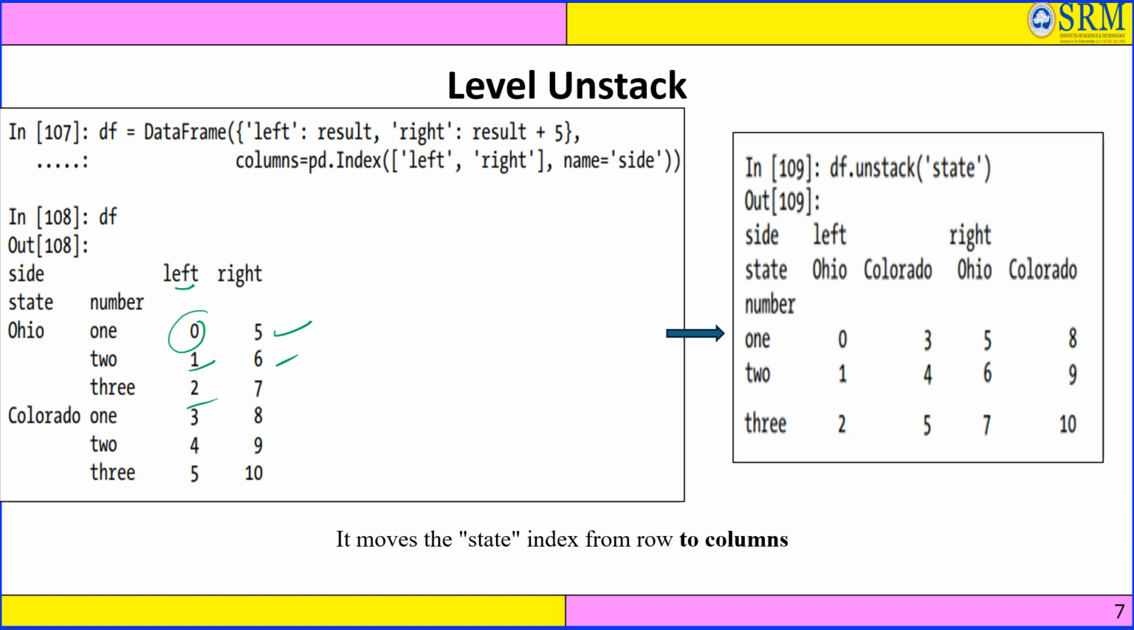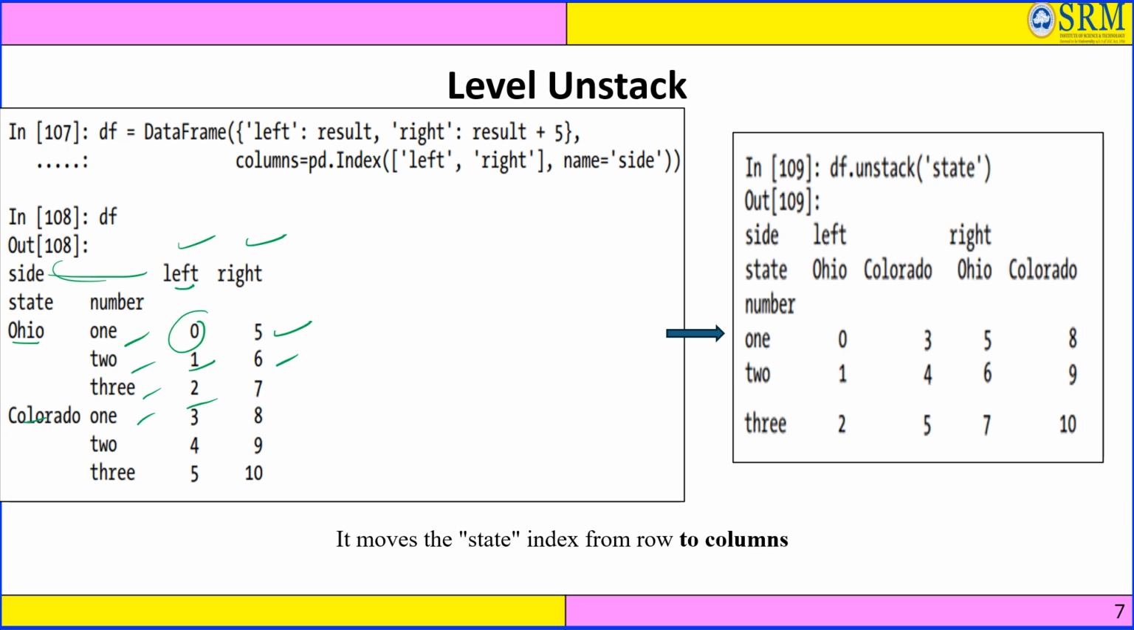So columns, because this column name is left and right, and then the name is site. So the title of this column is site. Okay, but this is already given in Ohio State and Colorado. For these things you have to give 1 2 3, 1 2 3. So it's already stacked, so you have to unstack it.